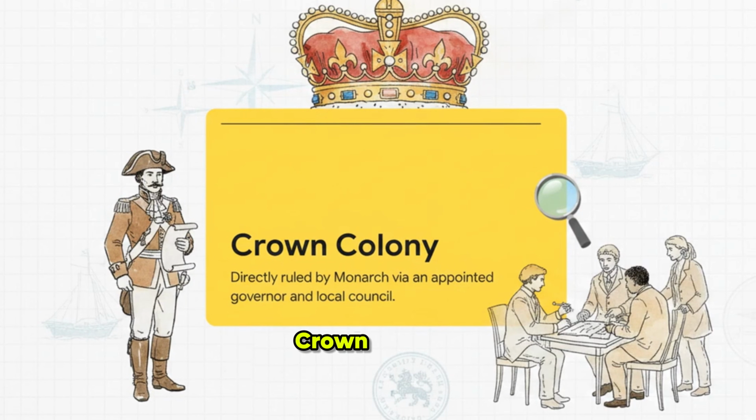First up, the crown colony. This is exactly what it sounds like, the ultimate expression of direct state sovereignty. The monarch was literally in charge here, projecting royal power across the ocean through a hand-picked governor and a local council. It's a structure specifically designed to ensure that whatever the territory produced, geopolitically or economically, went straight into serving the centralized interests of the state.